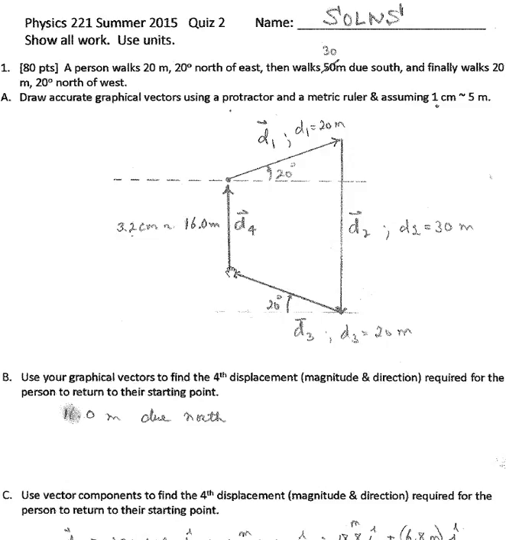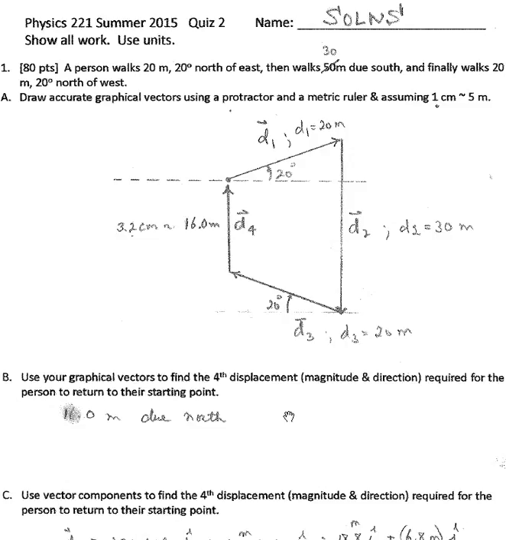And then the displacement which gets the person back to the starting point is this d4 vector, which you will note is due north, as measured by the protractor, and pretty clear visibly. And so if I take a metric ruler and measure this, that comes out to be 3.2 centimeters when I did it, and that 3.2 centimeters scales to 16 meters. And so that's my graphical solution, is 16 meters due north, as I say here.